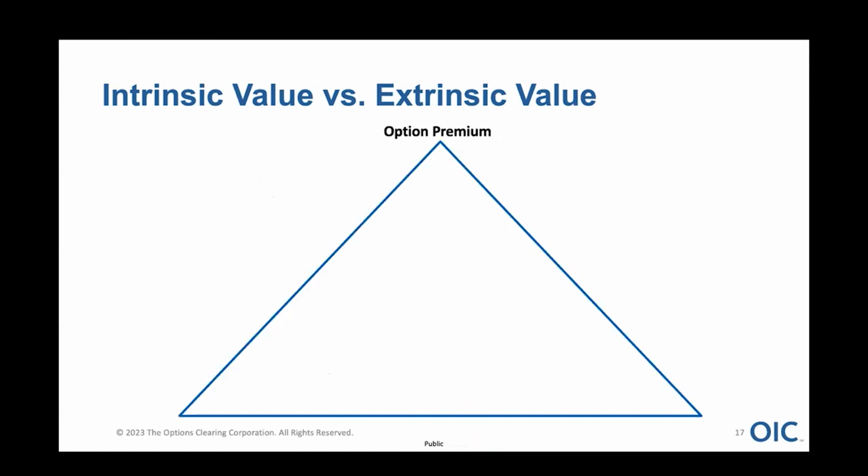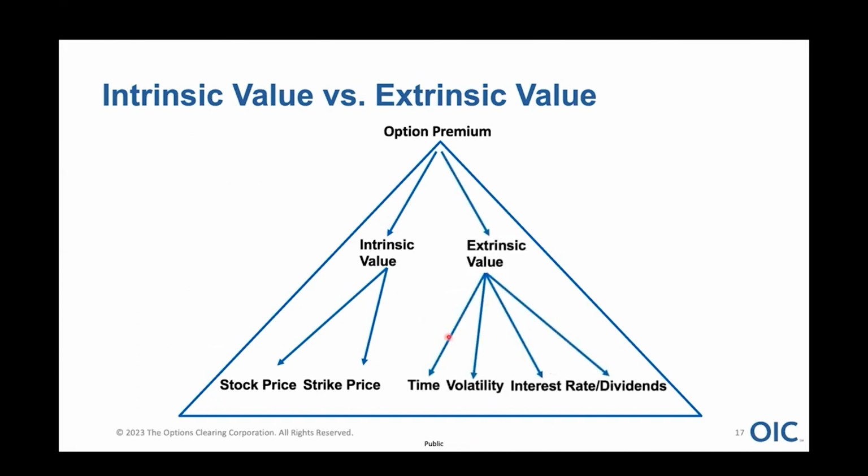Okay, visually, here's just another look at that relationship. In the money options have both intrinsic value and extrinsic value. Your intrinsic value, if an option is in the money, is the difference between the stock price and the strike price. That extrinsic value portion is comprised of time to expiration, volatility, we'll get into that in a bit, interest rates, and dividends. So it's this extrinsic value that decays as we get closer and closer to expiration.